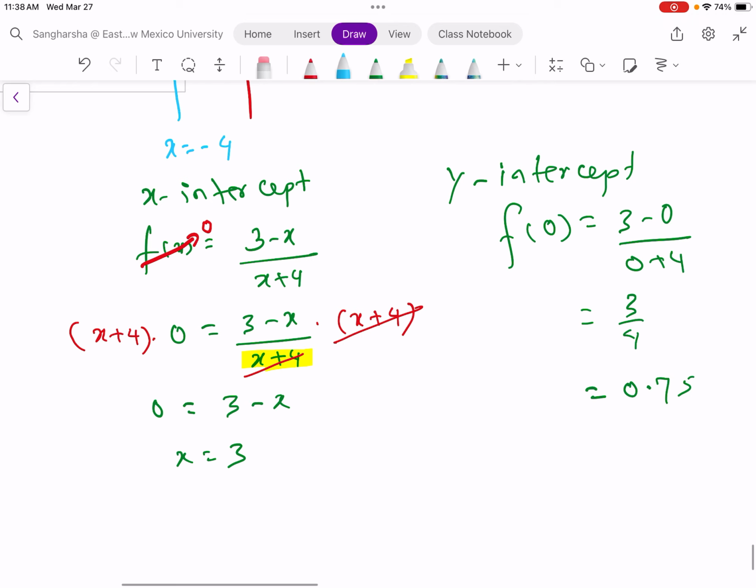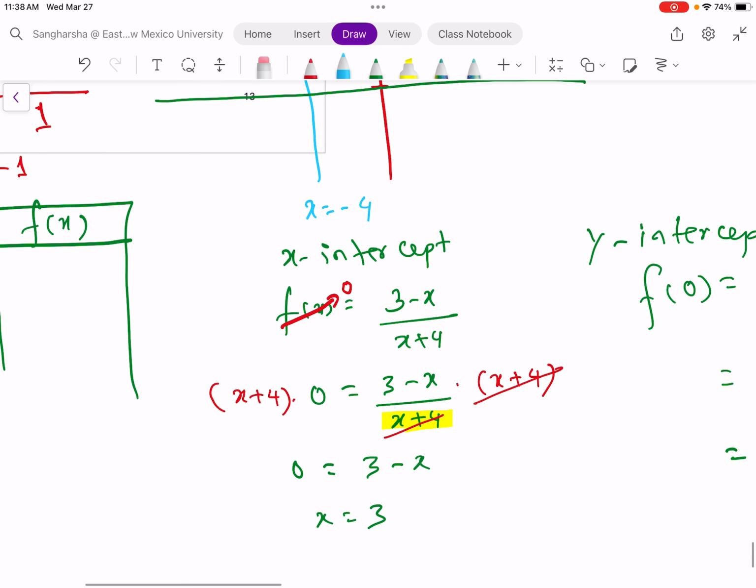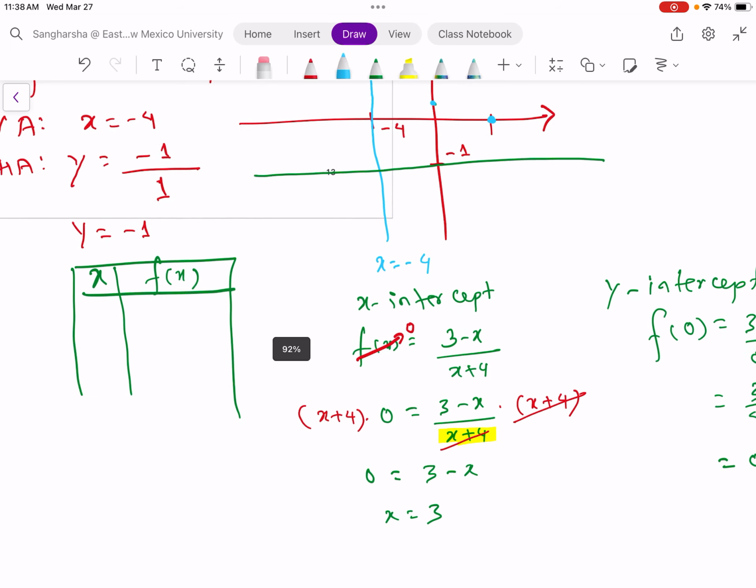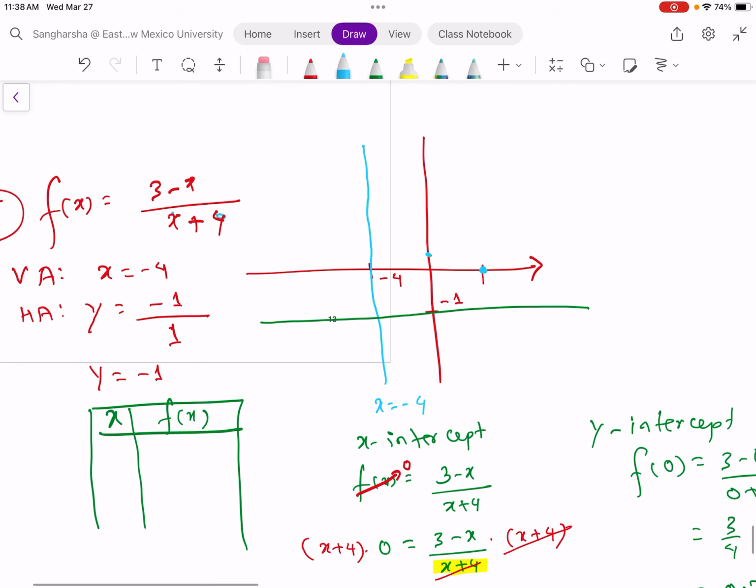Okay, let me know if you have any question up to here. We found the vertical asymptote, the horizontal asymptote, the x-intercept, and the y-intercept. Now we choose a point. We find more points for the graph, so that it will be easy for us to graph here.